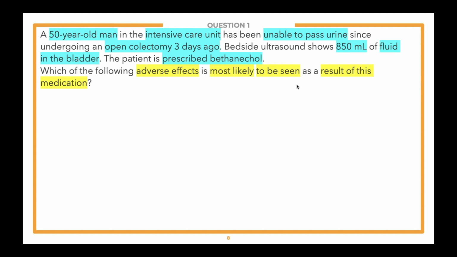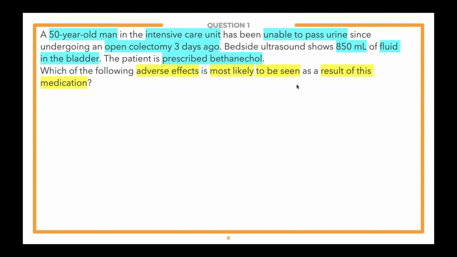Then they usually tell you, why are they coming into the hospital? Why are they in the ICU? Why are they in the ER? And in this case, it's because of not being able to pass urine. A lot of times they'll tell you how long it's been going on. In this case, we know a little bit. They said since having that surgery 3 days ago. So there's a little bit of chronicity there, and you always want to make note of that as well.